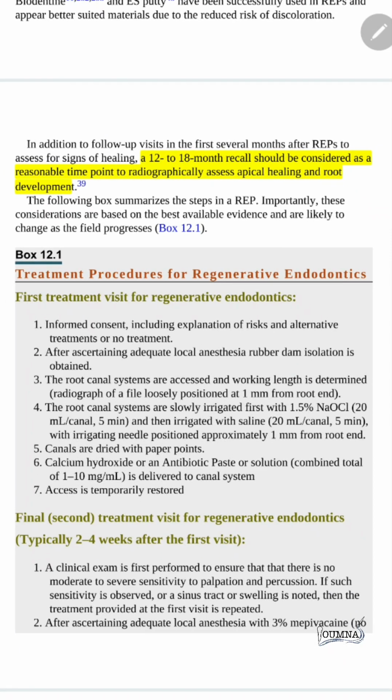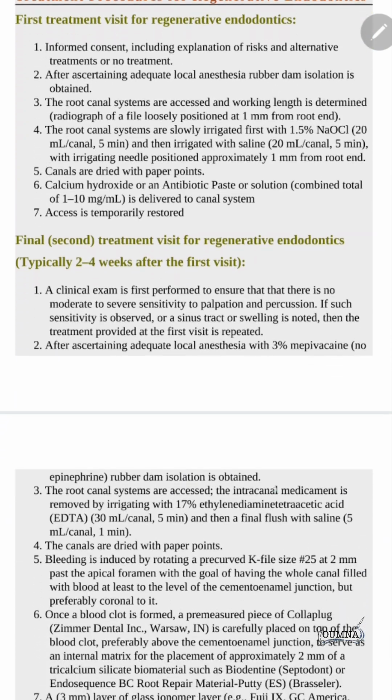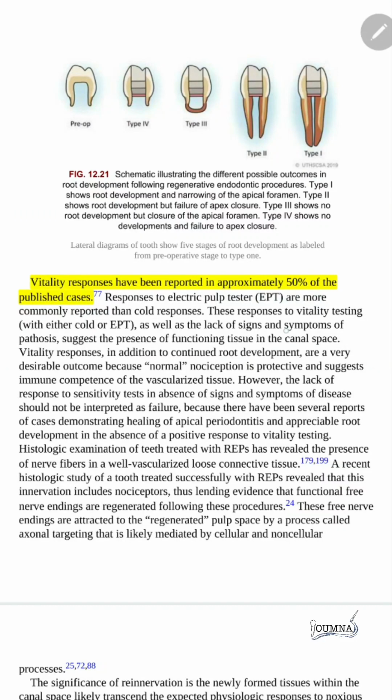This is a table that explains the steps. You can screenshot it. The teeth that were treated in this way responded to vitality test in 50% of the cases.